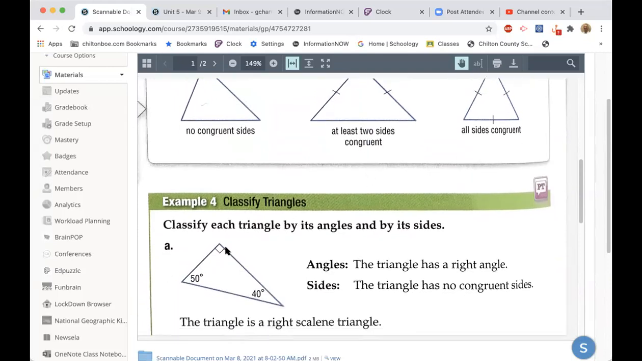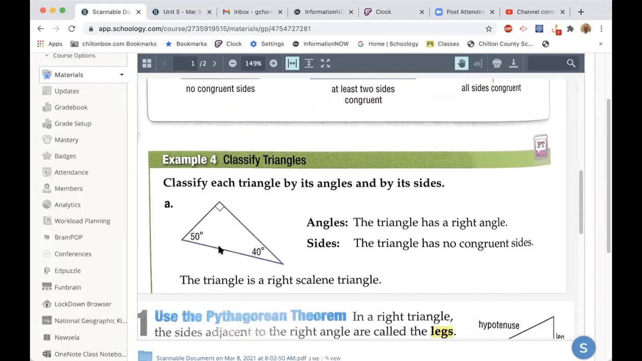Here you have an example of a triangle that has angles of 90, 50, 40. If all angles are different, then all sides are different. That makes it scalene, and you have one right angle, so that makes this a right scalene triangle.